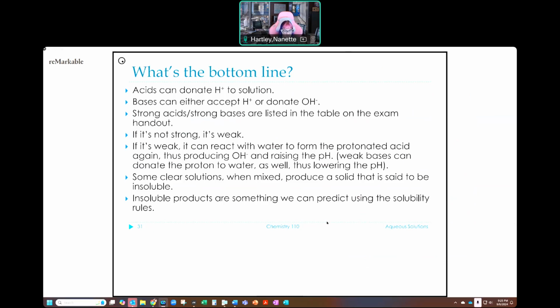Some clear solutions, when mixed, can produce a solid that's said to be insoluble. Insoluble products are something we can predict using the solubility rules. Okay, so you need to be able to predict insoluble products. You need to be able to predict your products by changing their partners. You need to be able to write and balance equations based on the information that you've been given. You need to be able to write molecular, ionic, and net ionic equations. Okay, and you need to understand why you might have reason to do any of those things.